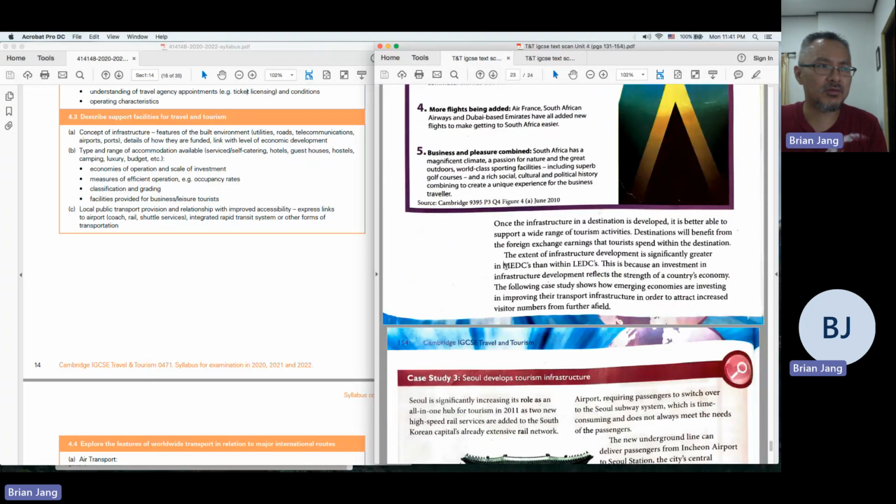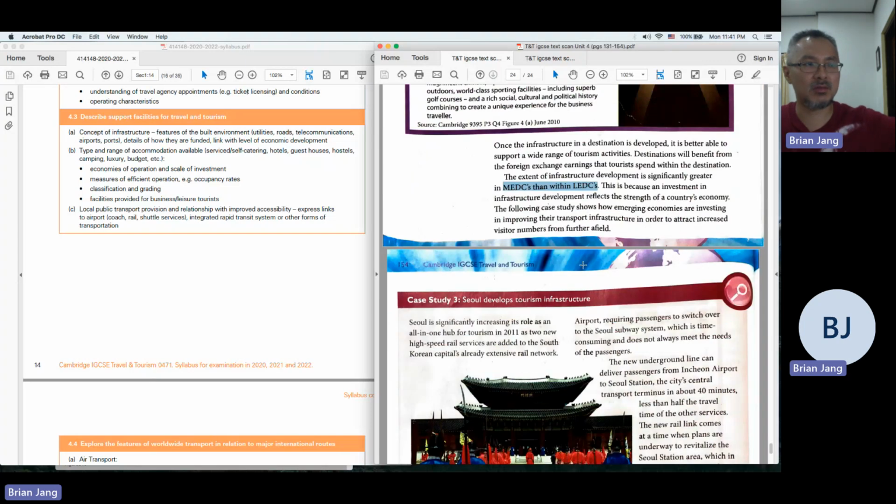Okay. Don't forget MEDCs and LEDCs. I think this was talked about a long time ago in Unit 1, not even in that much detail. MEDCs are more economically developed countries. LEDCs are less economically developed countries. All right. Infrastructure will be very good in MEDCs because they are developed countries. And in LEDCs, infrastructure is not that good.